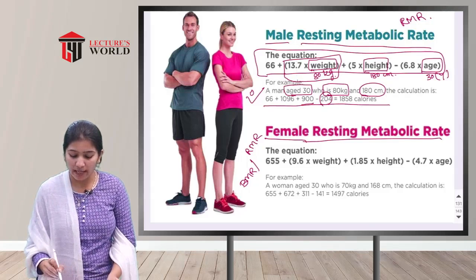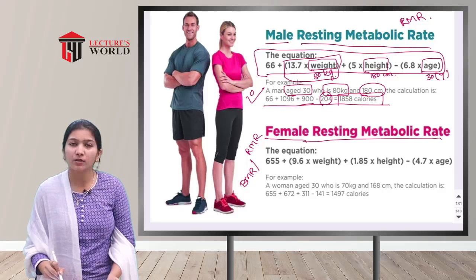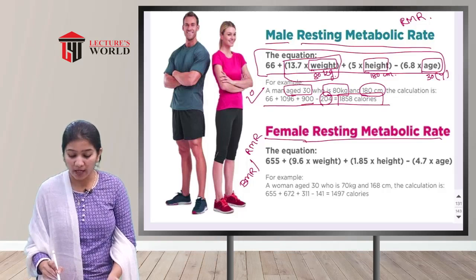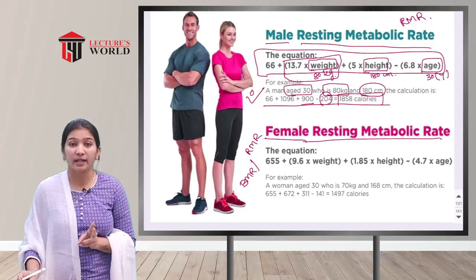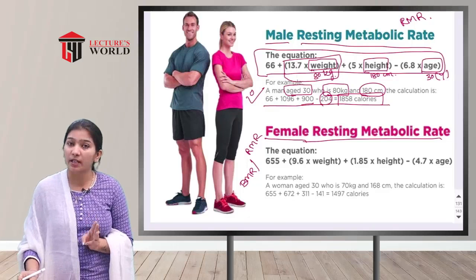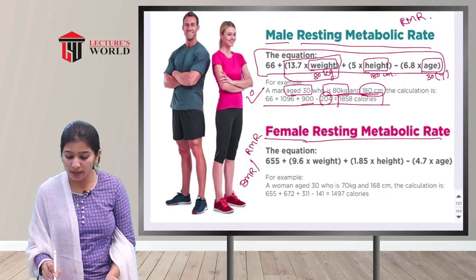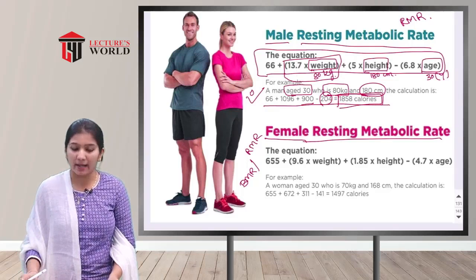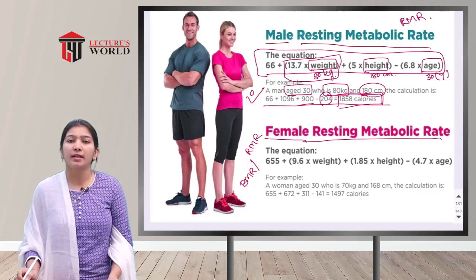Doing the calculation of this, you will get your answer, that is 1858 kilocalories. So a male who has 80 kilo weight, whose height is 180 centimeter and who is 30 years of age, should consume 1858 calories in his day-to-day life. Clear everyone? Next we will talk about the female metabolic rate.